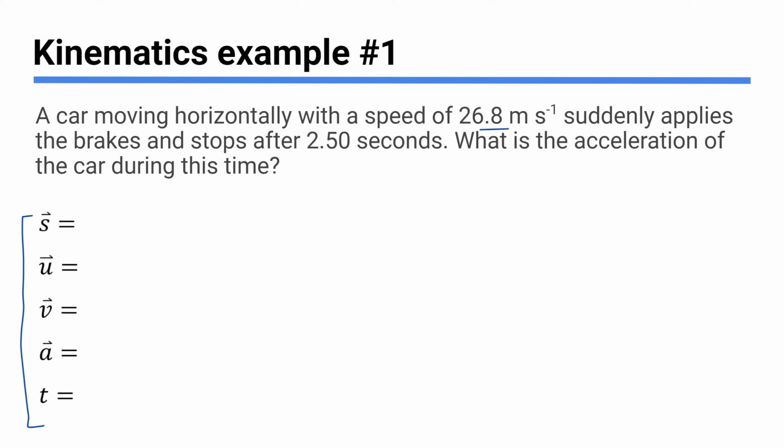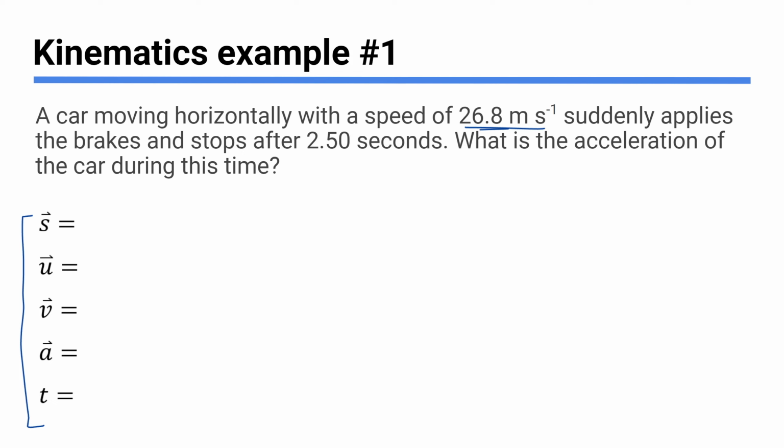Okay, so we have a couple numbers here, and we want to immediately identify those with variables. We're going to give some physics variables to these. That's the key. So it's moving with the speed of 26.8 meters per second, and then it applies the brakes and stops. This is definitely velocity. It's measured in meters per second. And I really just have to ask myself, is that the initial or final velocity?